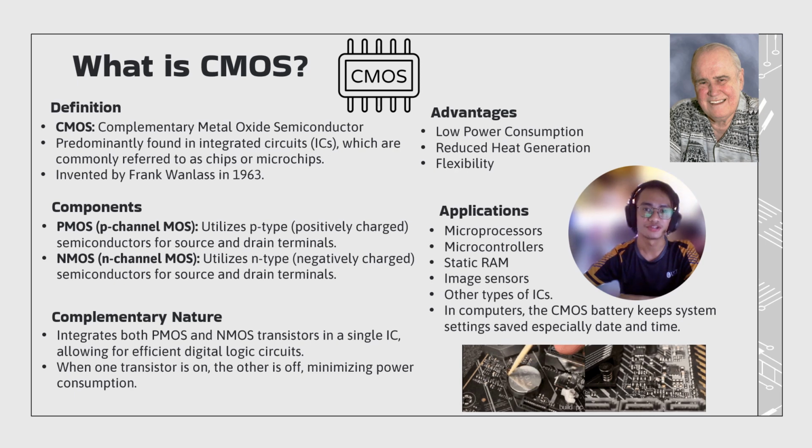CMOS requires less power because current is briefly applied when switching states, resulting in almost no power consumption in static conditions. Lesser power consumption translates to reduced heat generation in CMOS ICs compared to PMOS or NMOS based ICs. The application of this CMOS is that due to its benefits in power consumption and heat generation, CMOS logic is extensively used in microprocessors, microcontrollers, RAMs, image sensors, and more. It's expected to remain prevalent in the industry.